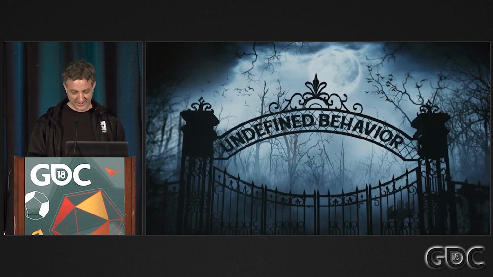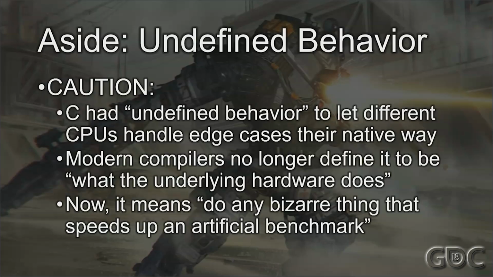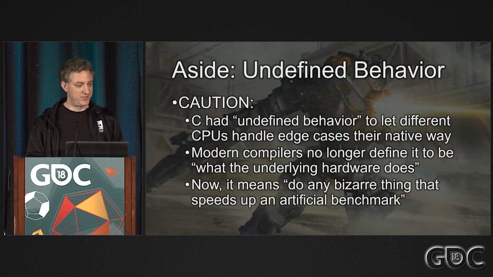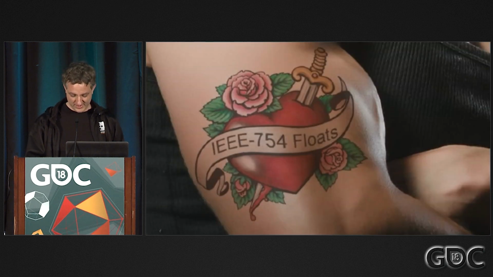So, undefined behavior. C used to have undefined behavior just to let different architectures, CPUs, handle the edge cases different ways, like is it 1s or 2s complement? Can we innovate different ways? Modern compilers use it to mean I get to do any bizarre thing I want if it speeds up an artificial benchmark, even if you don't want me to. So I really think that the standards committees should define undefined behavior to be what the hardware does in cases like divide by 0.